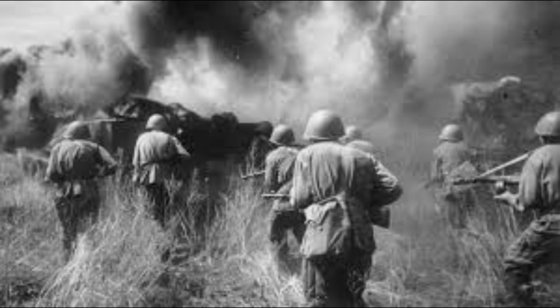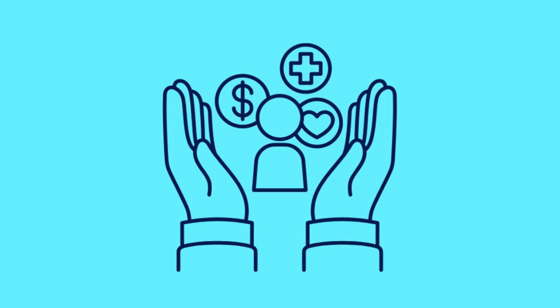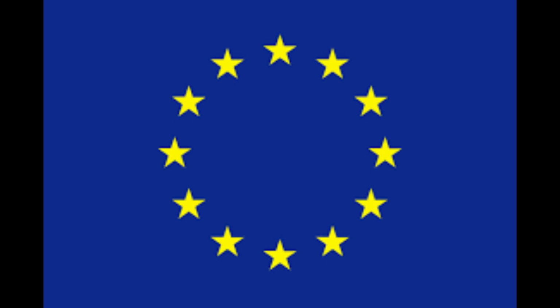Now onto the 20th century. Britain played a pretty big part in both of the world wars, and the aftermath of the world wars led to the decline of the British Empire and the establishment of the welfare state. So now we're through to modern England, 21st century. Up until 2016, England was part of the EU, but then there was Brexit, and now we're not that anymore, and nothing really important has happened since. So that is the entire history of England.